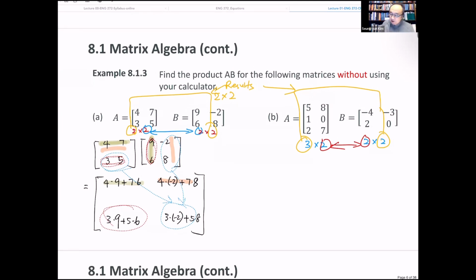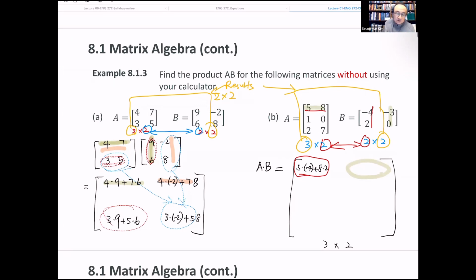For part B, the inner numbers match up, 2 and 2, and the outer numbers are 3 and 2. So the result is going to be 3 by 2, A times B. First row, first column is going to be here: 5 times -4 plus 8 times 2. First row, second column is right there: 5 times -3 plus 8 times 0. Second row, first column is here: 1 times -4 plus 0 times 2. Second row, second column will be here: 1 times -3 plus 0 times 0.